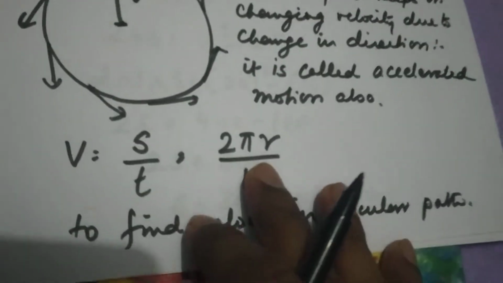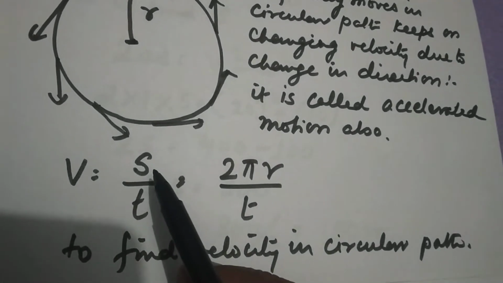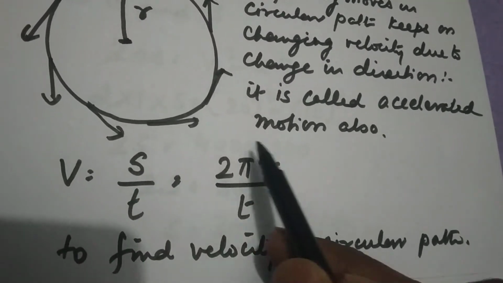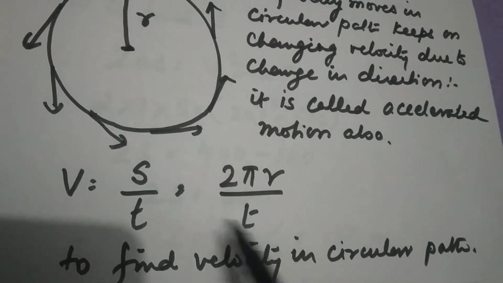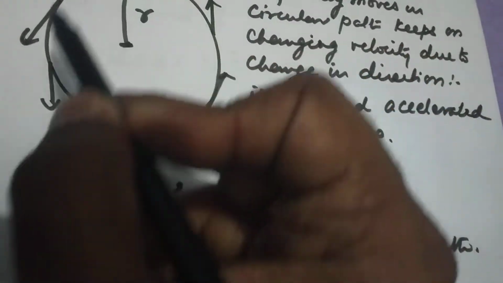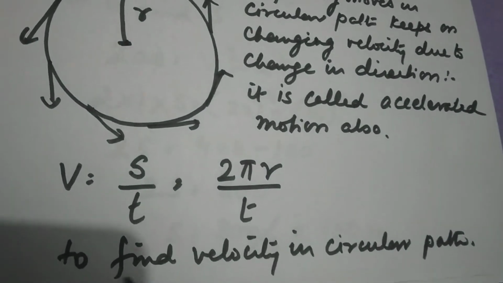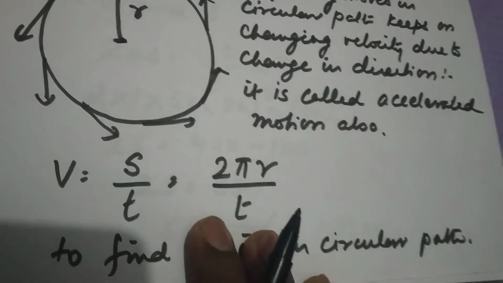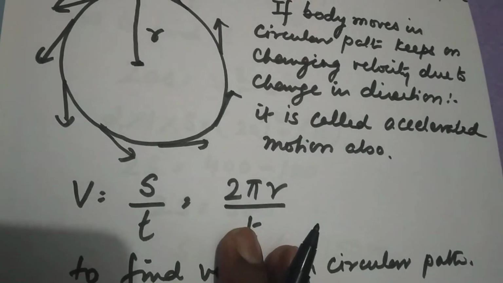And one thing should also be noted: if we are finding the velocity in this case, the formula will be the same, s upon t. S is the distance upon t, but this distance has to be taken along the circular path. So this s will be replaced by 2 pi r upon t. So s is the distance covered in a single circle, and that is 2 pi r upon t. So this is the standard formula for finding the velocity. This is the elementary idea about circular motion, which is given in the chapter.